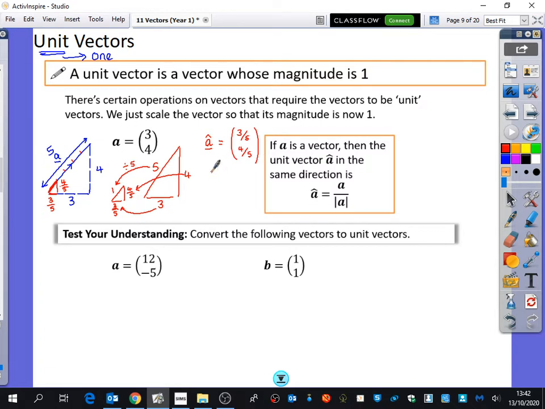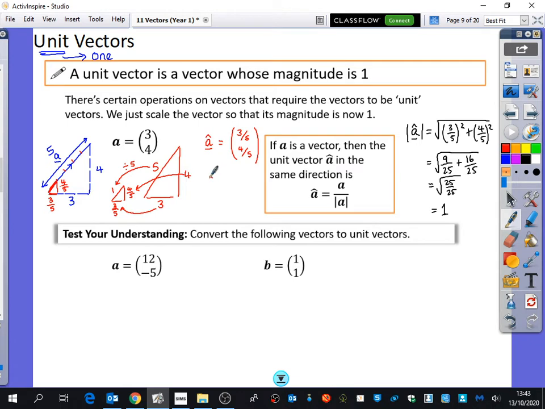And I'm just going to prove something to you. If I was to do the magnitude of the unit vector A, it would be the square root of 3/5 squared plus 4/5 squared. 3/5 squared is 9/25. 4/5 squared is 16/25. So that's the square root of 25 over 25, which is the square root of 1, which is 1. So it does have a magnitude of 1, okay? So I've just proved that it does have a magnitude of 1.